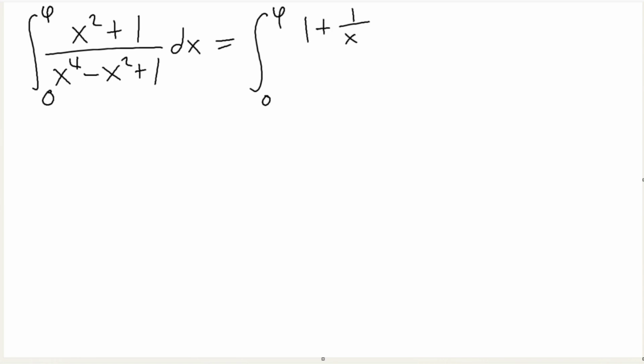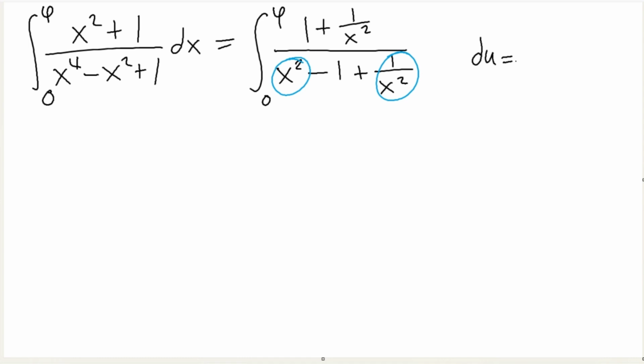Then we have 1 over 1 plus 1 over x squared, which looks familiar, over x squared minus 1 plus 1 over x squared. Notice that we have an x squared and a 1 over x squared. If you remember our previous video, our 1 plus sine 2x trick, that's how we're going to do the substitution. We want our du to be 1 plus 1 over x squared, which means we want our u to be x minus 1 over x.